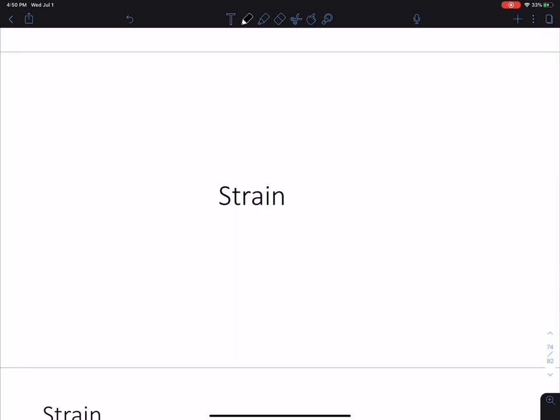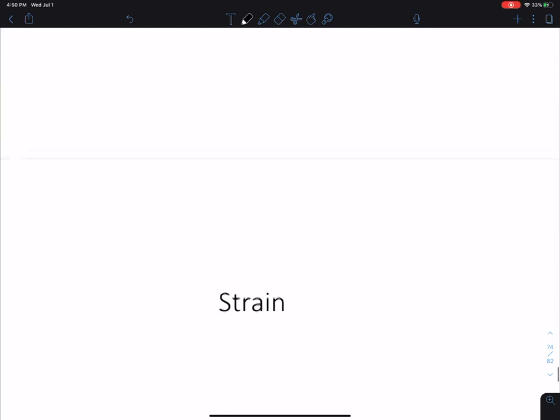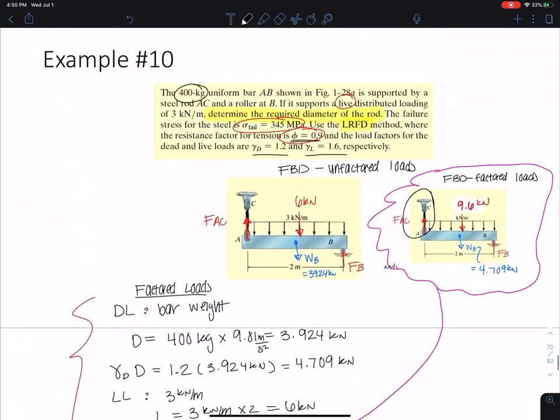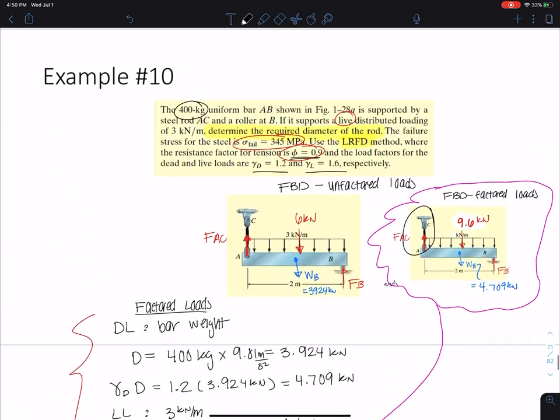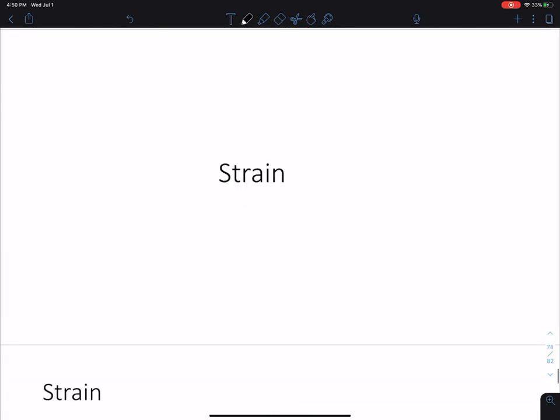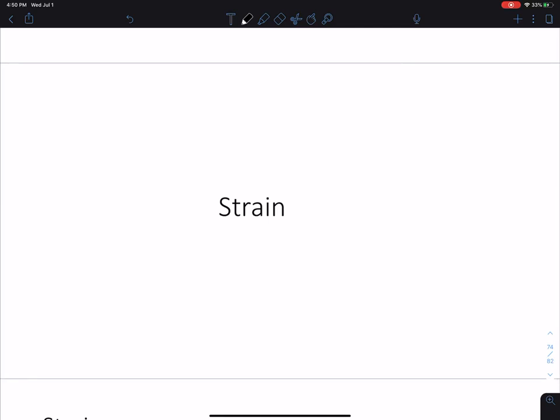Okay guys, so we're going to finish topic 1 from where we left off, which was this example here, example 10. And we're going to talk about strain, and then that'll be the end of this video, and then we'll move on to topic 2. Okay, so we already know about stress, and now we're going to talk about strain, which is a property that kind of goes hand in hand with stress.